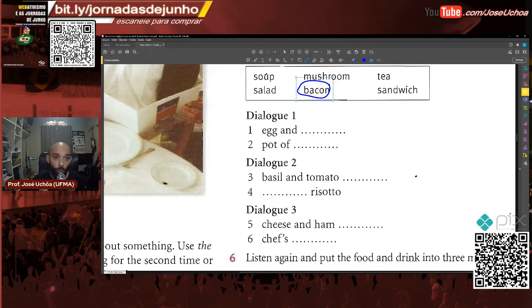And a pot of soup, salad. No, a pot of tea. So let's transcribe. I'll have egg and bacon and a pot of tea. Okay, number 1 is done. Let's go to dialogue number 2.